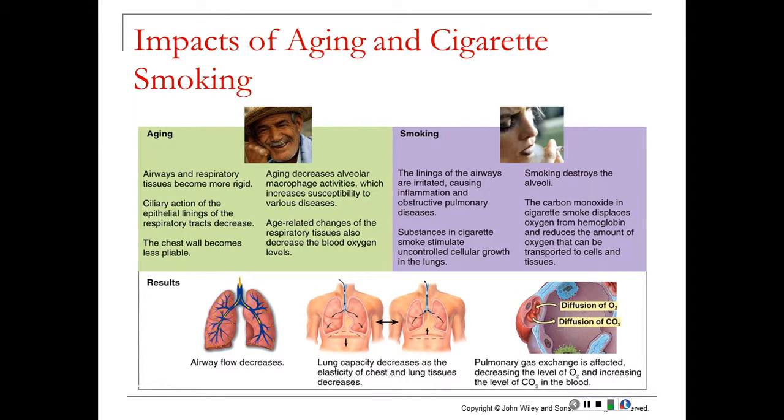This diagram here goes to the combined effects of aging and cigarette smoking. Aging, as we said, those airways and tissues are going to become more rigid, ciliary action is going to become decreased, the chest wall is less pliable, and there's a decrease in blood oxygen levels. Smoking pretty much does the same thing. Linings and airways are irritated, stimulating uncontrolled cell growth, destroying the alveoli, and then, of course, becoming less efficient at transporting blood oxygen because of that carbon monoxide instead of the oxygen binding to the hemoglobin. And that ends chapter 13.